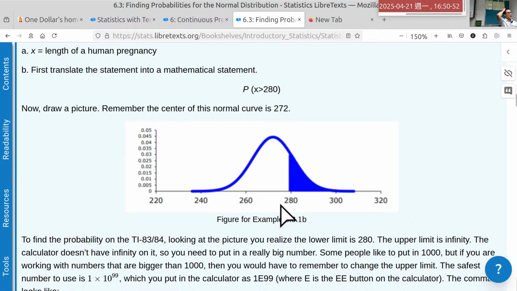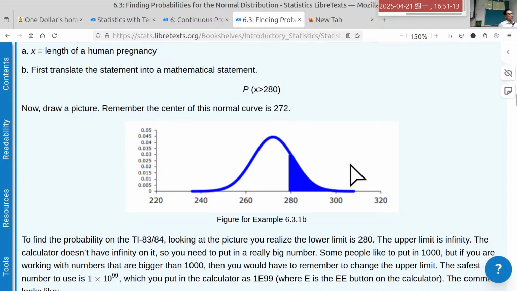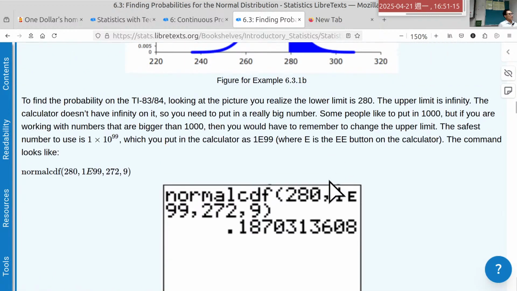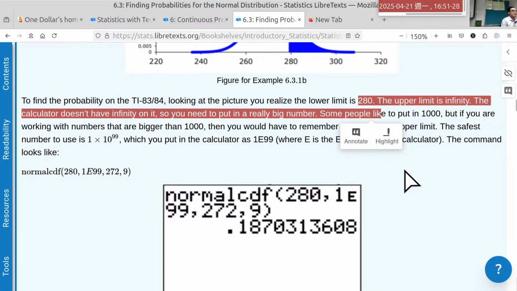Okay, and how to do that? First, the probability X greater than 280. The area is here. Now draw a picture. Remember, the center of this normal curve is 272. To find the probability on this software, look at the picture. You realize the lower limit is 280. The upper limit is infinity.